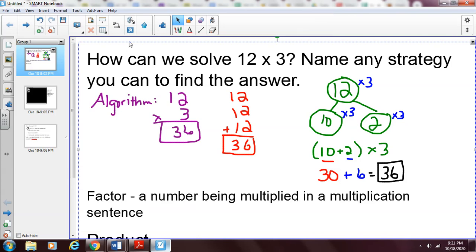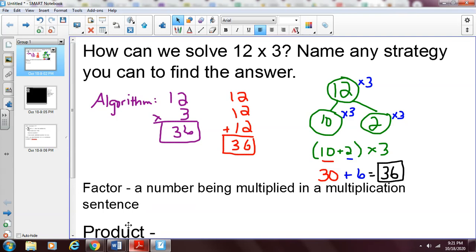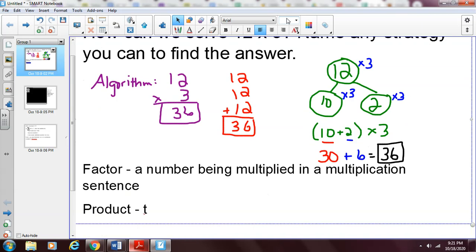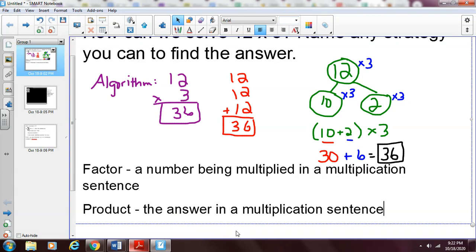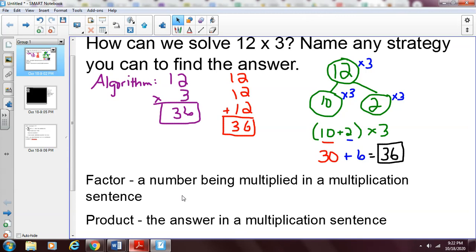And now we can also think about what is a product. So if a factor is one of the numbers being multiplied, a product is the answer in a multiplication sentence. So make sure we're very familiar with these two vocabulary words, because you will be hearing these vocabulary words over and over again as we continue in our study of multiplication.